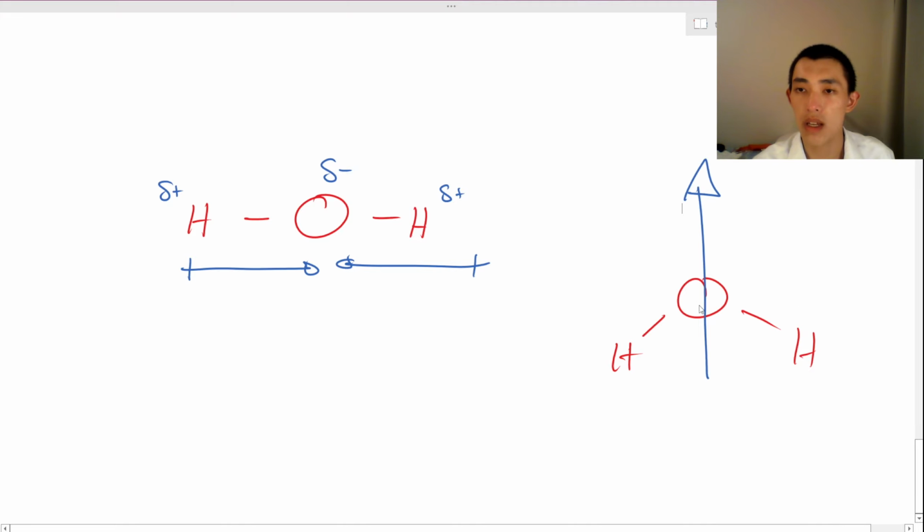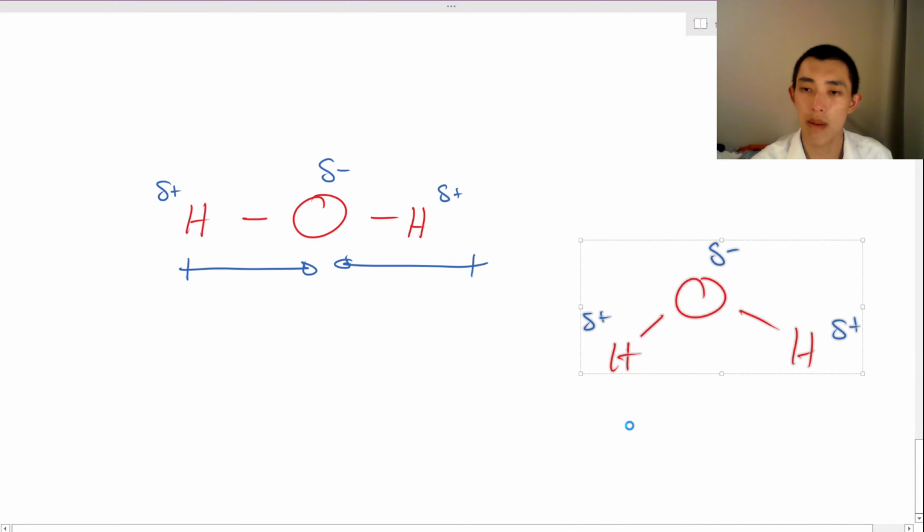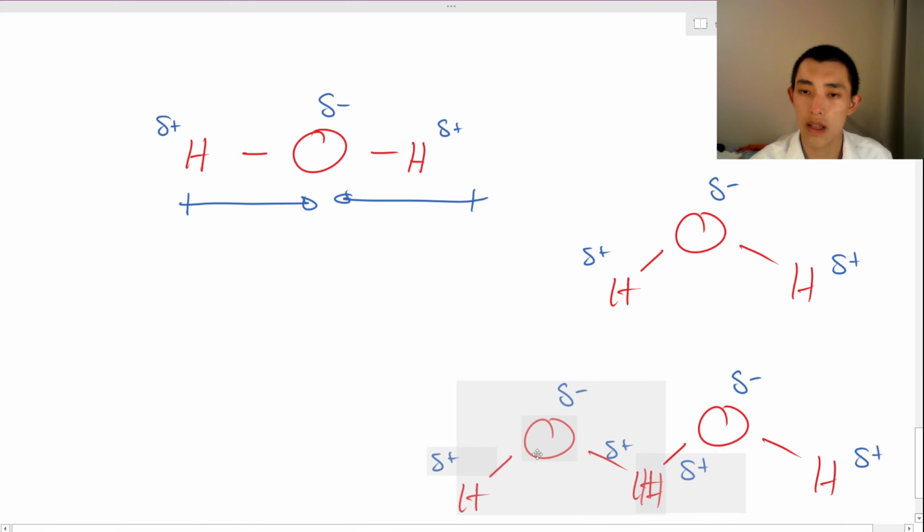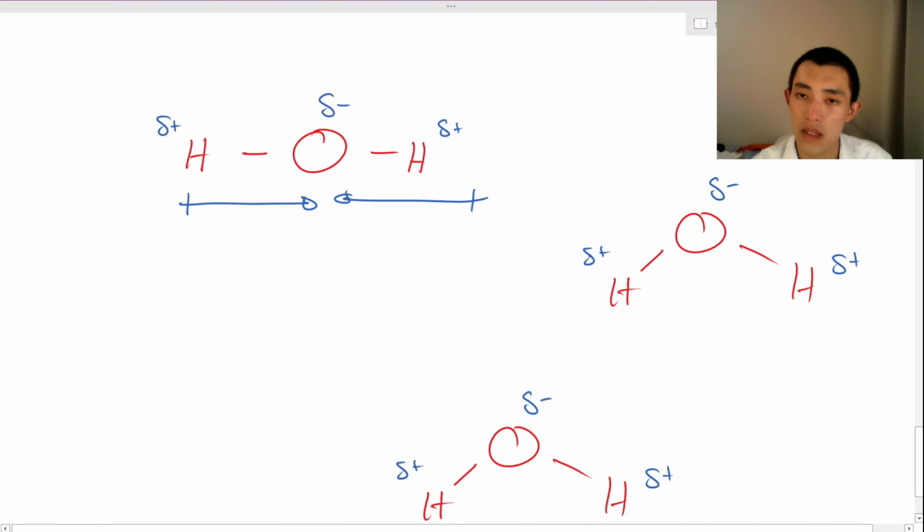Let's see if it works, right? So we have a partially negative here, partially positive, and so we're gonna grab this one, chuck it here. This hydrogen is positive and this oxygen is negative, so they're gonna love each other, and that's gonna be like a dipole bond.